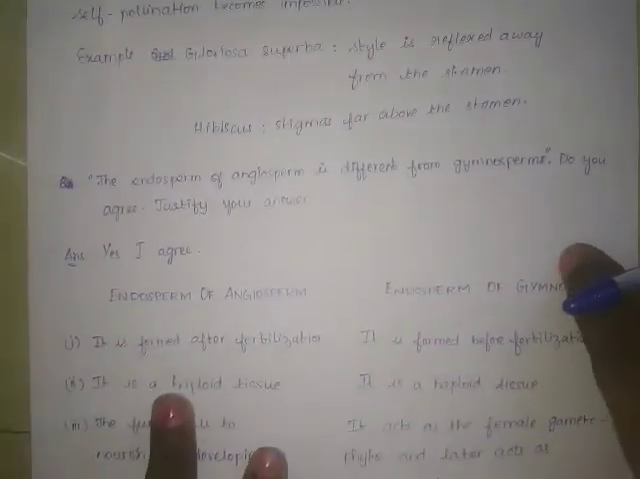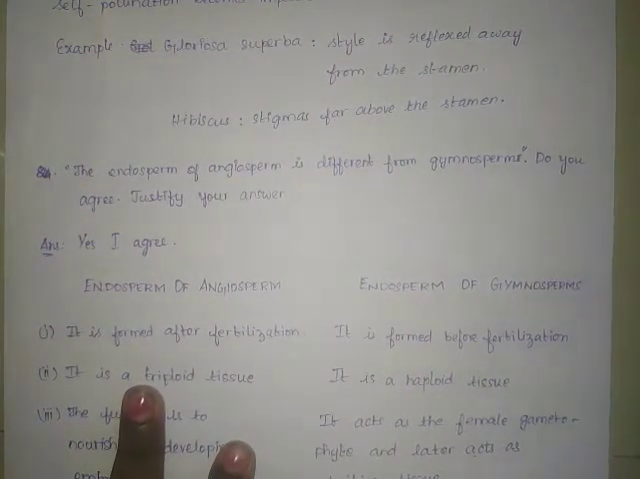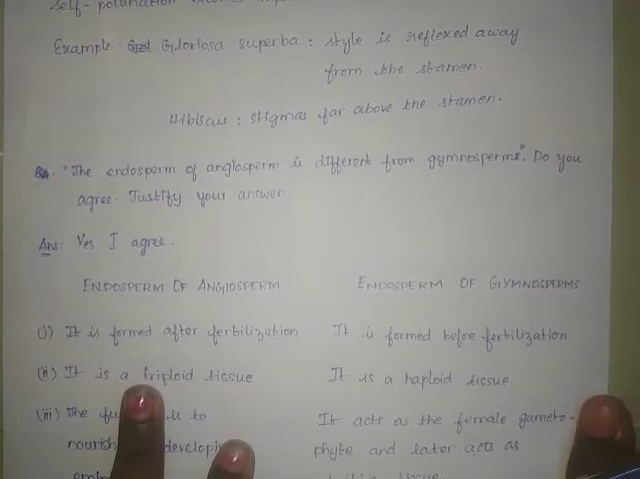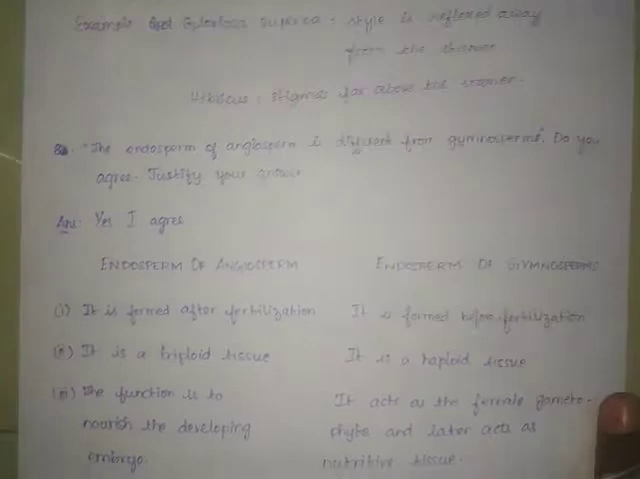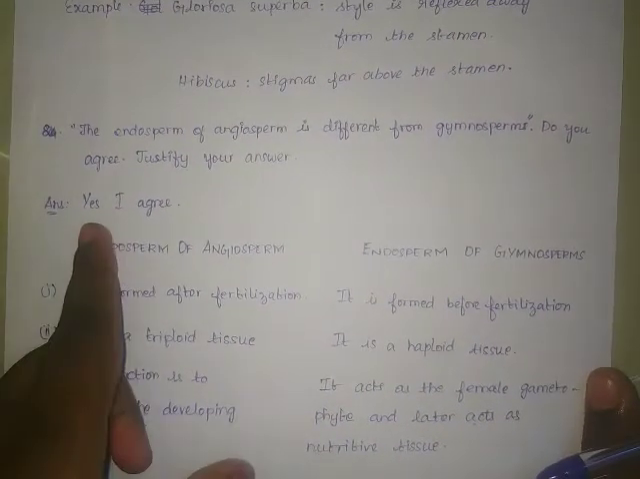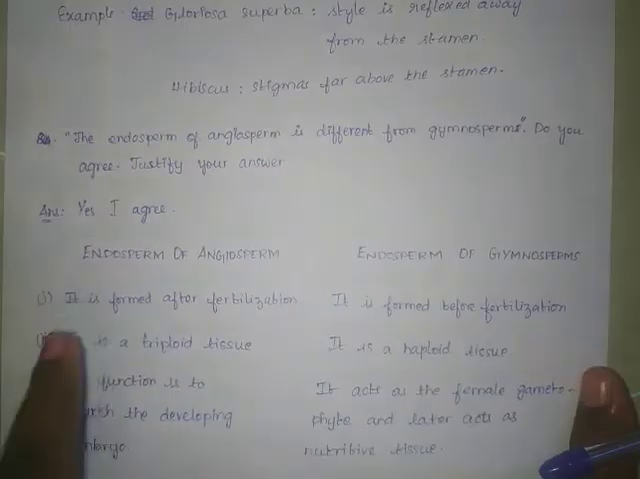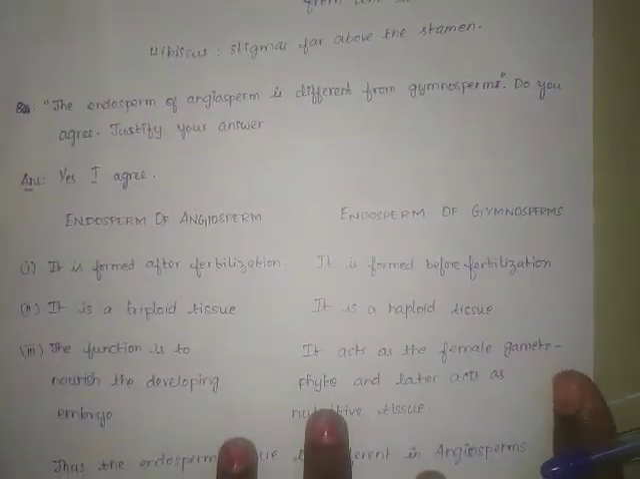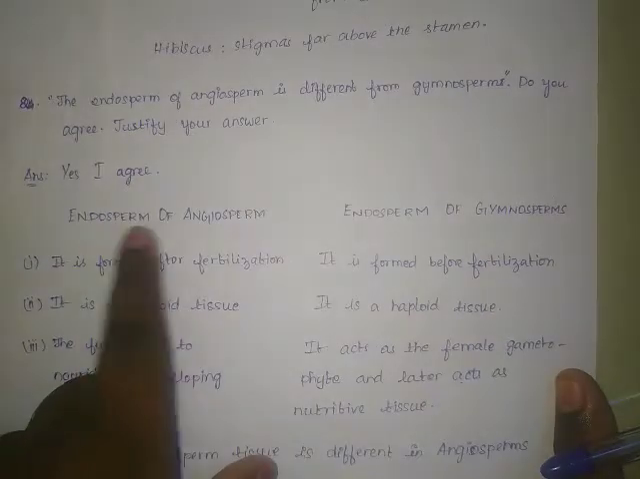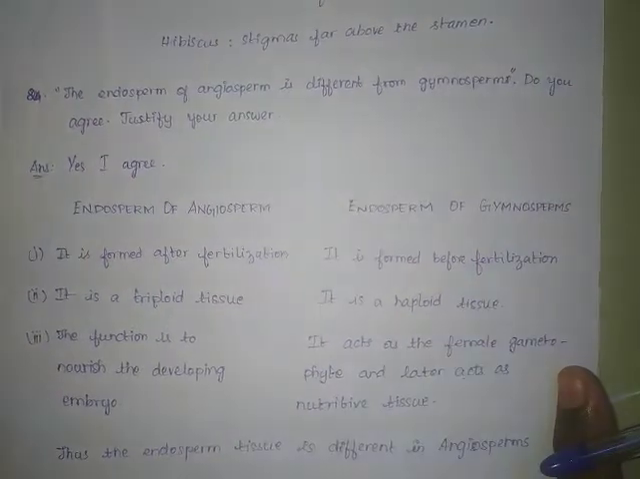Next, second question. The endosperm of angiosperm is different from gymnosperm. Do you agree? Justify your answer. So, for answer for this question, first you have to write yes, I agree. They have asked, do you agree? So, yes, I agree. Then we have to differentiate between the endosperm of angiosperm and endosperm of gymnosperm.